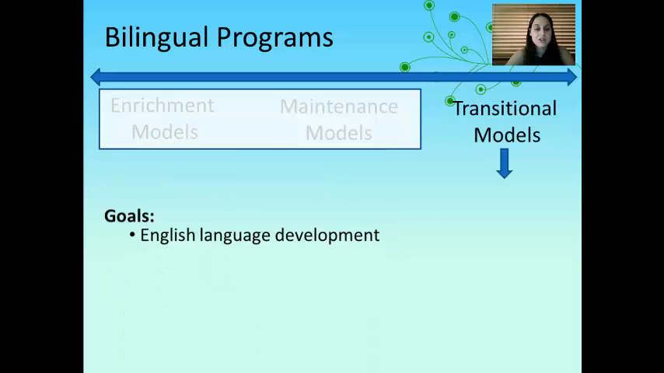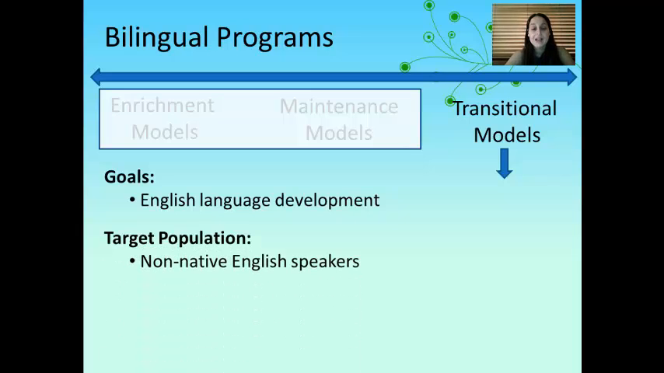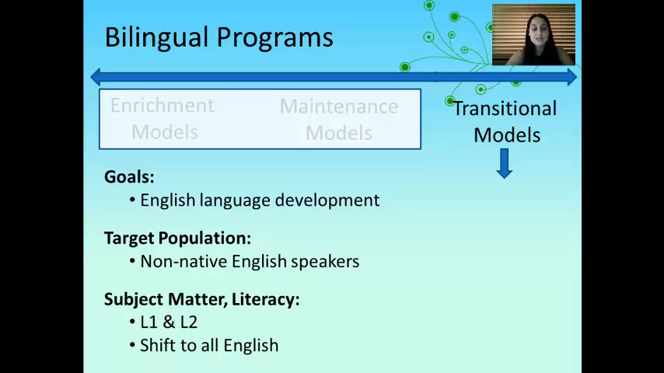Okay, so let's talk about transitional models. So the transitional models, the goal is different now, right? So we saw in the past enrichment and maintenance models, the goal was bilingualism and academic achievement in both languages. Here we see the goal is different. It's English language development only. Okay. Again, the target population is non-native English speakers, and the subject matter and literacy is at the beginning in both languages, but the goal again is to get towards that academic literacy in English alone.